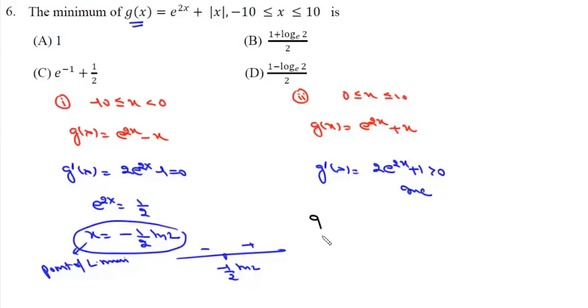So the minimum value of g, when the value of x is minus 1 by 2 ln 2, will have e to the power 2x, and e to the power 2x in this case is 1 by 2, plus mod x, and mod x is 1 by 2 log 2, and that's your option B.